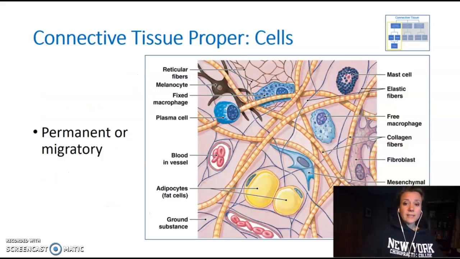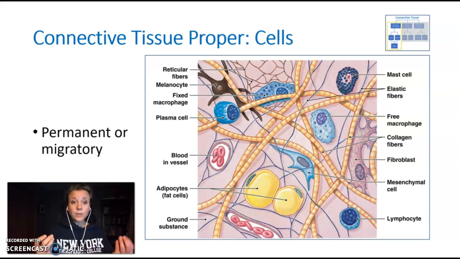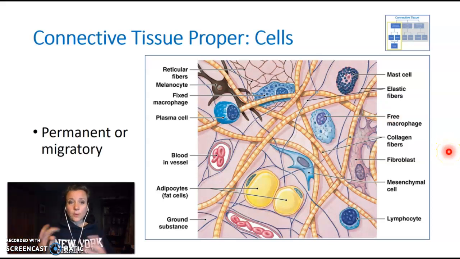So, as I said, connective tissue proper is going to have a variety of cells. Now, some of these cells are permanent, meaning that they will attach through membrane adhesive proteins to the protein fibers that are also found in this viscous extracellular matrix, or they're going to be migratory. Different cells, like this one here, are free macrophages. That one is a cell that is going to move around.